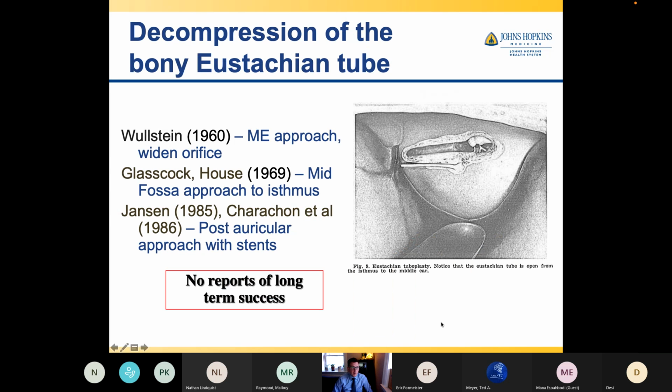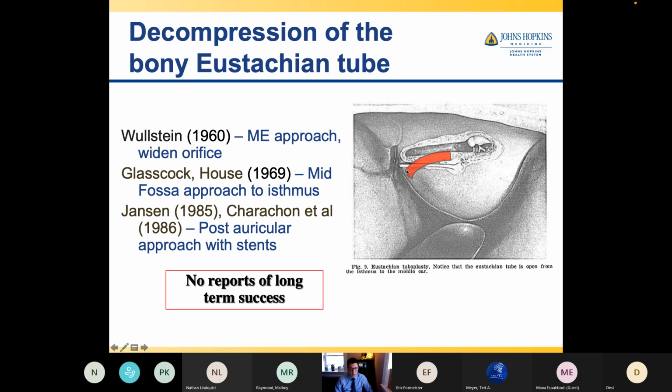The next point is that surgeons tried to decompress the bony eustachian tube in different ways. So Wolstein in 1960 tried a middle ear approach where he kind of widened the orifice of the eustachian tube. Glasscock and House showed a middle fossa approach of decompressing the isthmus, which was assumed at that time to be the problem. And then others did a post-auricular approach using different stents to try to open the isthmus.